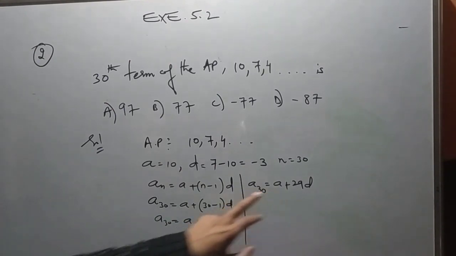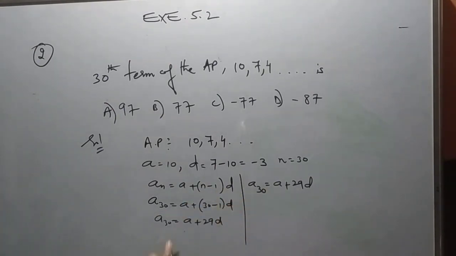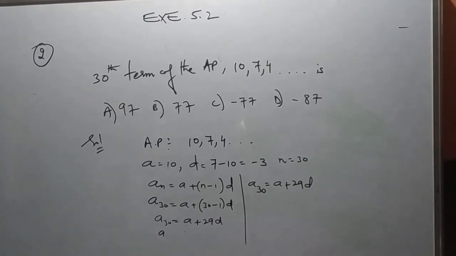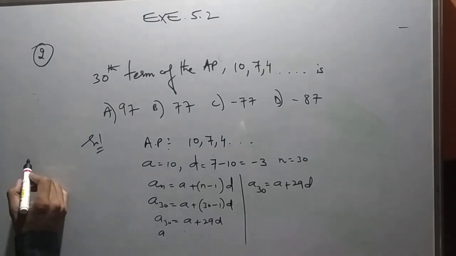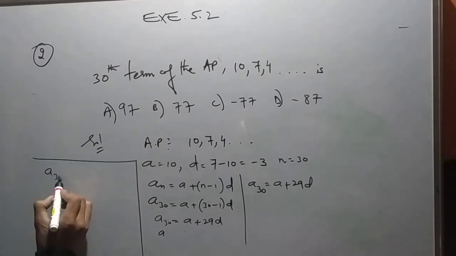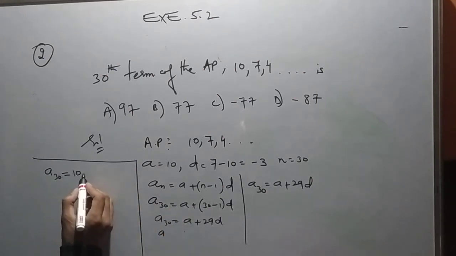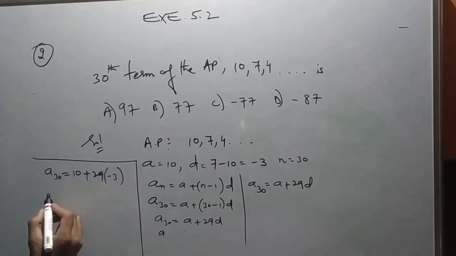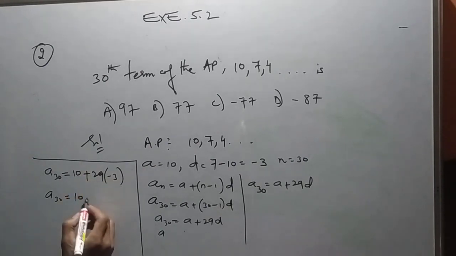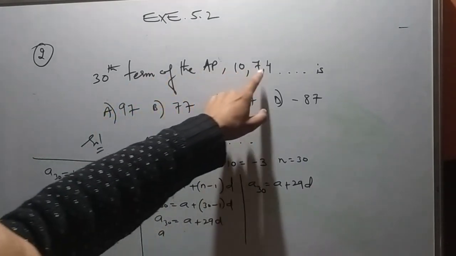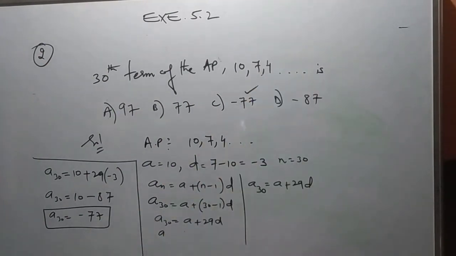So let's say A_30 equals A plus 29D, where A is 10 and D is minus 3. So A_30 equals 10 plus 29 times minus 3. 7 nines are 63, 9 nines are 81, so 29 times 3 is 87. So your A_30 becomes negative 77.